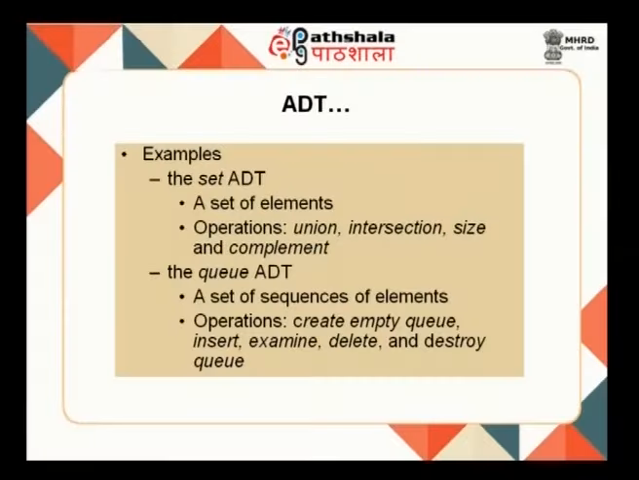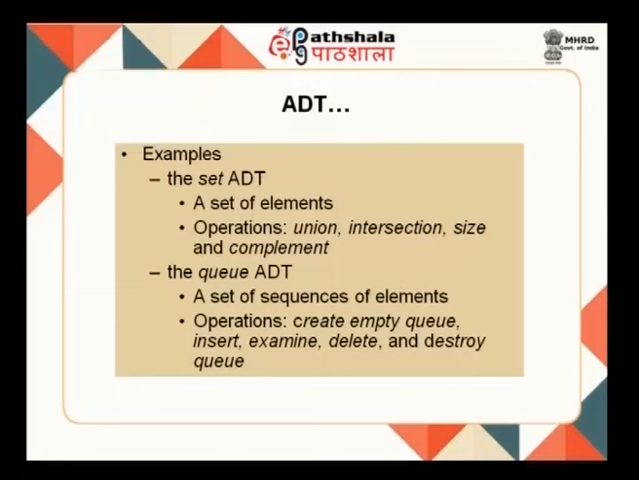So, let us consider some examples of ADT. The set ADT is a set of elements. The operations can be union, intersection, size and complement. So, what do you do? When you are implementing an ADT, you have to define the set with its own representation, and you have to decide these are the operations I want. You can have fewer operations or more operations, but you have to define the operations that are available for this particular abstract data type. So, here we have said union, intersection, size and complement.